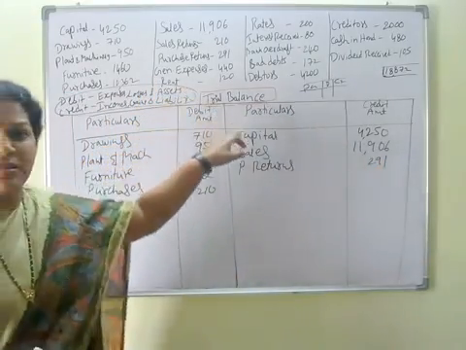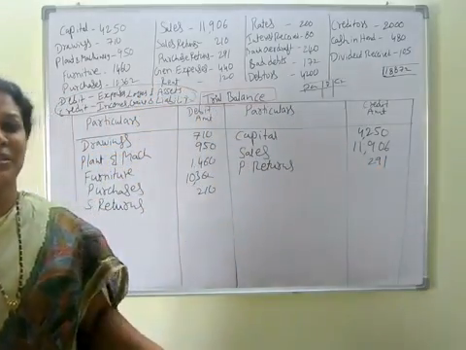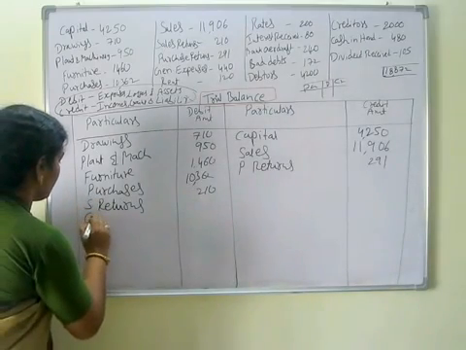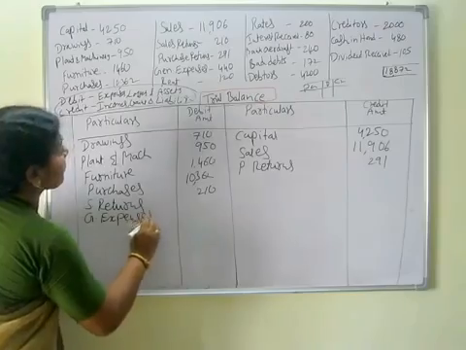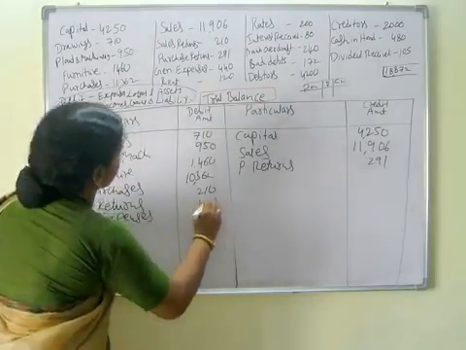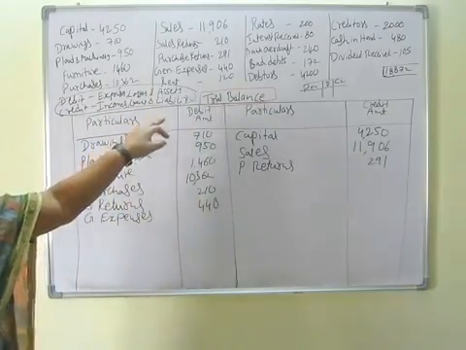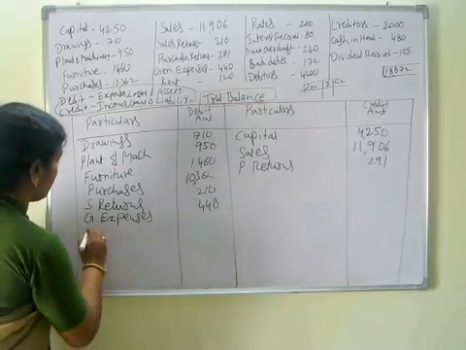General expenses. Expenses go on the debit side. So general expenses 440. Rent. Rent is an expense, so debit side. Rent 120.